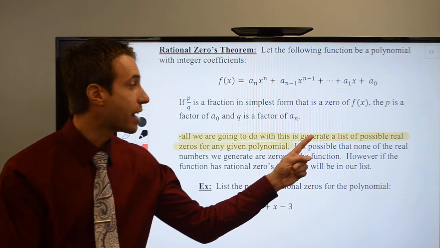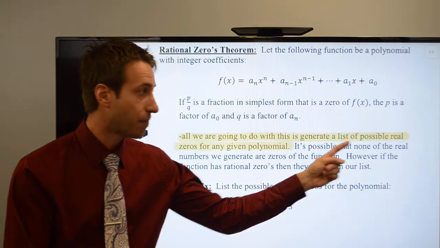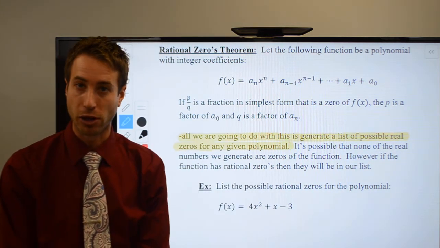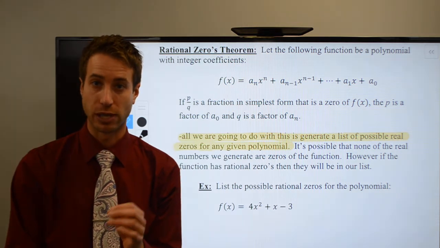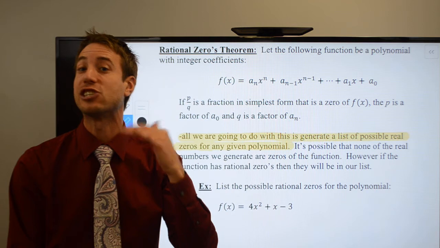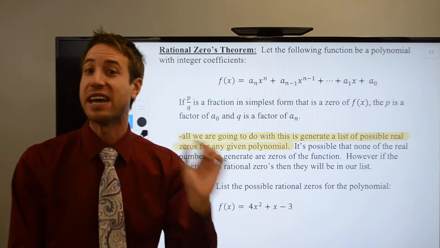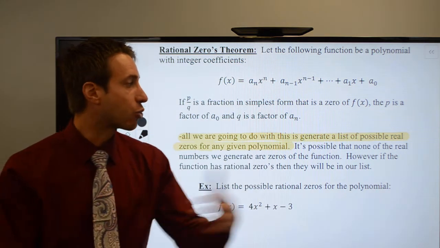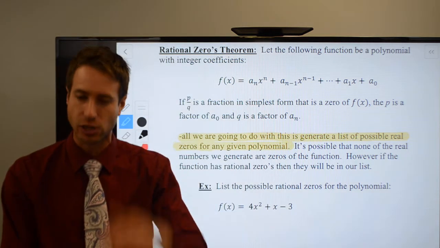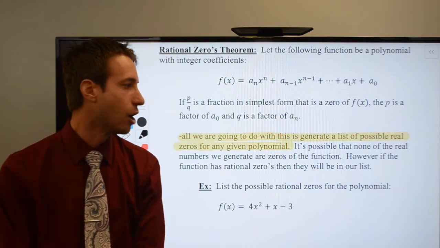You're going to generate a list of possible real zeros for any given polynomial. Possible real zeros. Not all of them are going to be real zeros. We're going to have to work our way through and check them to find one that does work. But this theorem allows you to create that list, and then once you've got the list, we'll work our way through it to find one that works.